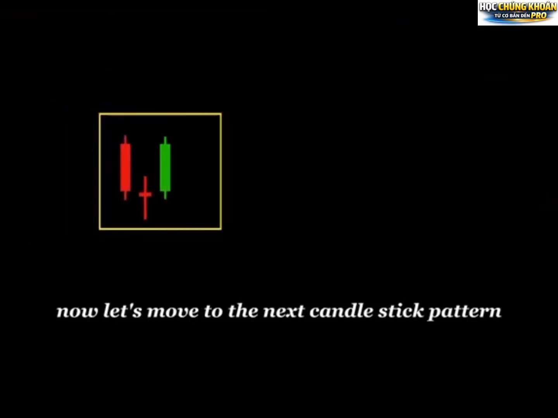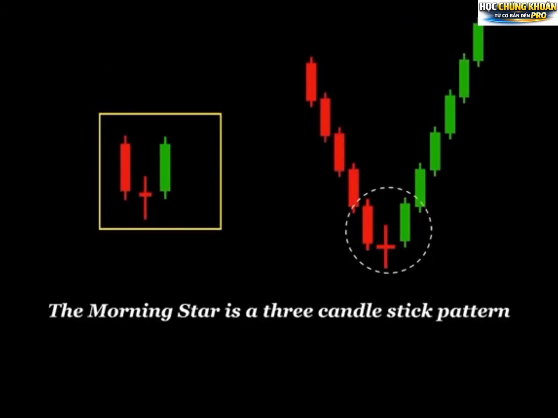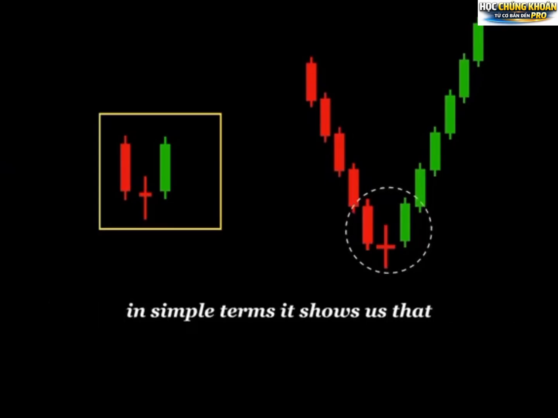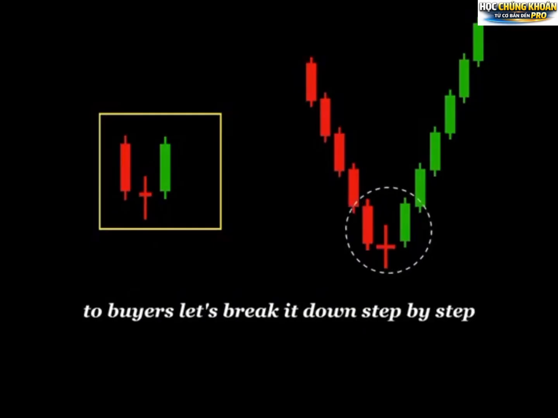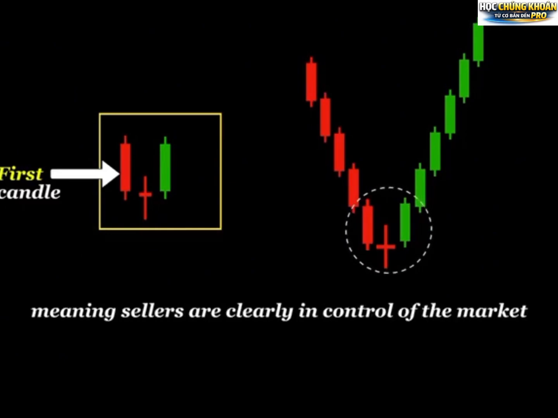Now let's move to the next candlestick pattern, called the morning star. The morning star is a 3-candlestick pattern that often signals a bullish reversal in the market. In simple terms, it shows us that control of the market is shifting from sellers to buyers. Let's break it down step by step. The first candle is a long bearish candle. This candle shows strong selling pressure, meaning sellers are clearly in control of the market.